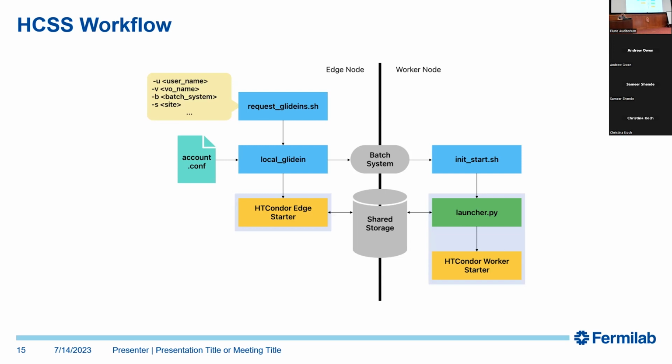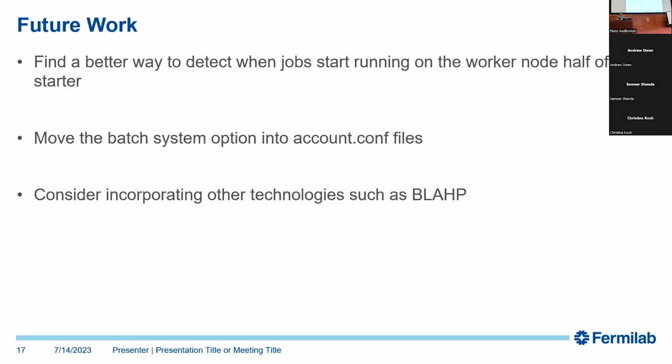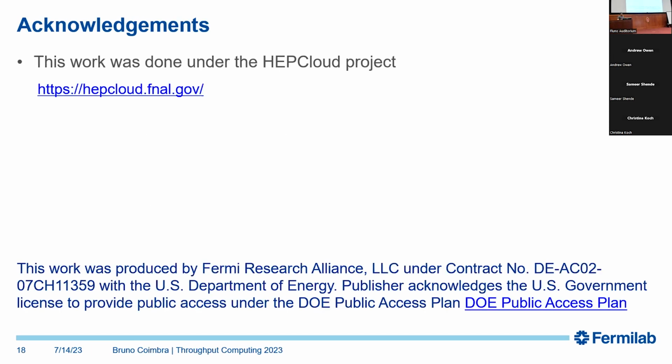This is something that we haven't been able to solve yet, but it would be really nice to solve it before we go into bigger scale production with it, because it can be really misleading for the user to see jobs running when it's not actually the case. That's all I had for this presentation. Thank you.